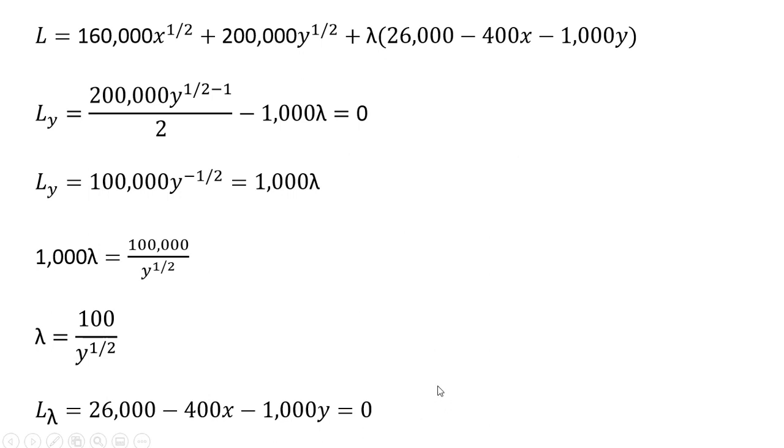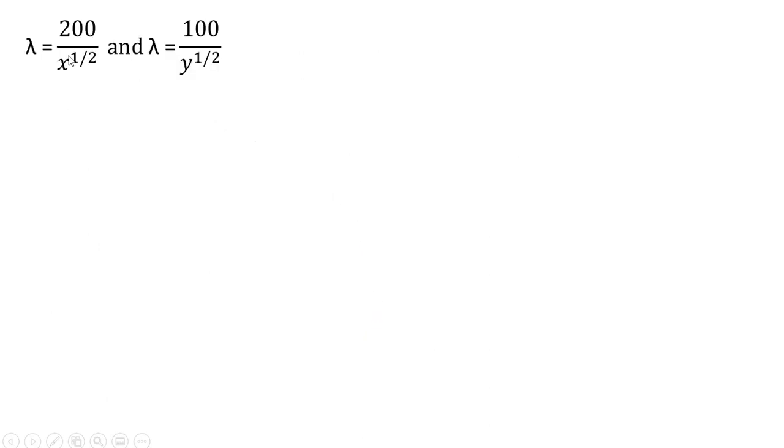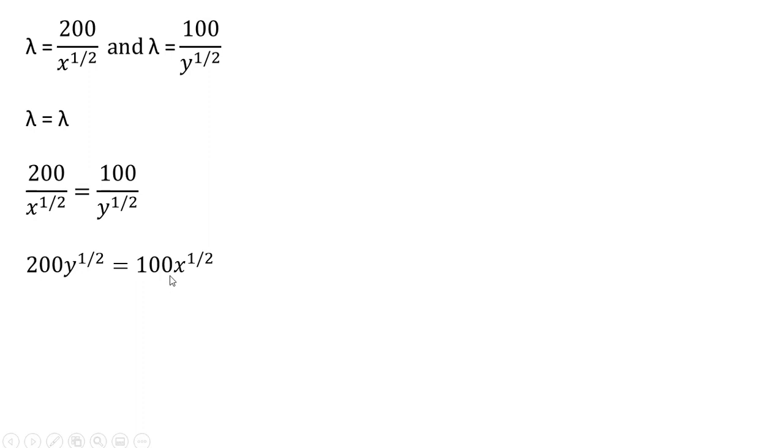So we basically have 3 equations and 3 unknowns. X, Y, and lambda are the unknowns. We're going to solve for x and y. What I like to do is rewrite our 2 equations for lambda that we found earlier, and now set them equal to one another, lambda equals lambda. Now we're going to simplify this. Let's cross multiply, and then divide through by 100.